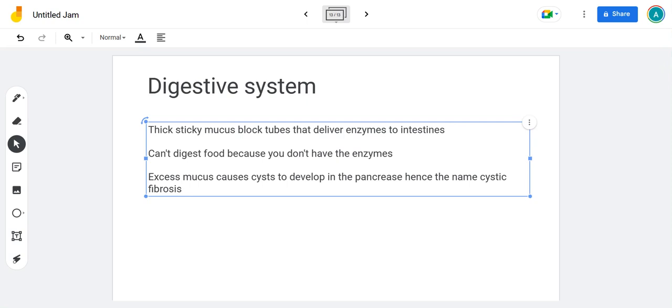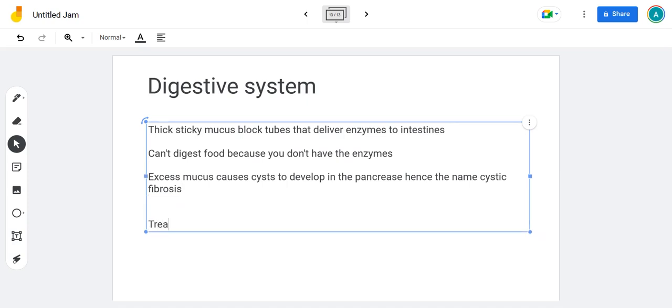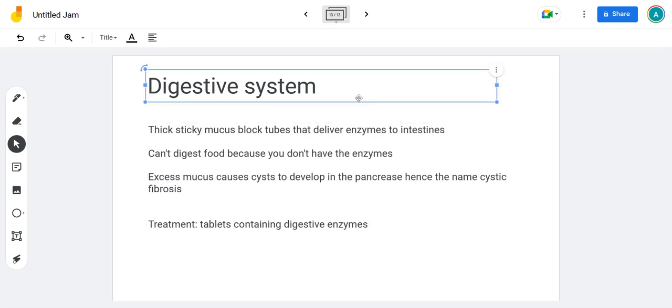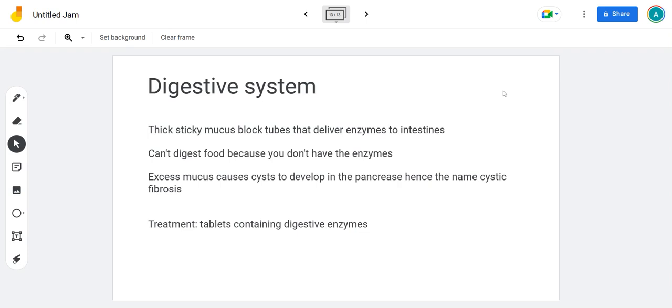As a treatment for this, then, what you would need is basically to take the digestive enzymes in tablet form. Okay, so tablets containing digestive enzymes. All right, so we're not going to be able to digest our food very well because these little tubes delivering enzymes into our digestive system are blocked.